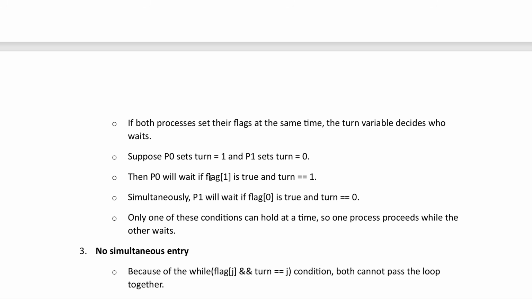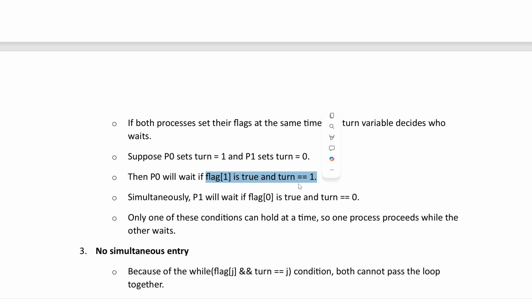So P0 will wait if flag 1 is true. Flag 1 is true means process P1 wants to enter or already is inside the critical section. In that case, P0 has to wait because P1 is in its critical section or wants to enter the critical section. And also turn equal to 1.